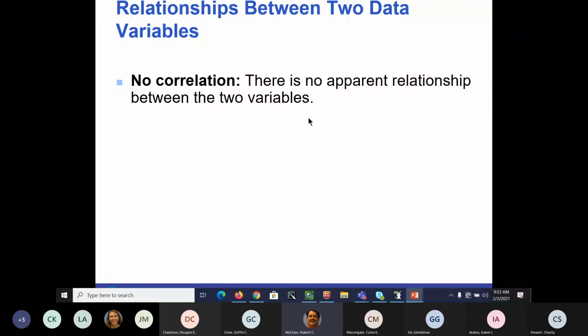No correlation. There is no pattern. That usually looks like a horizontal line right here. No pattern, horizontal line. That makes more sense to you.